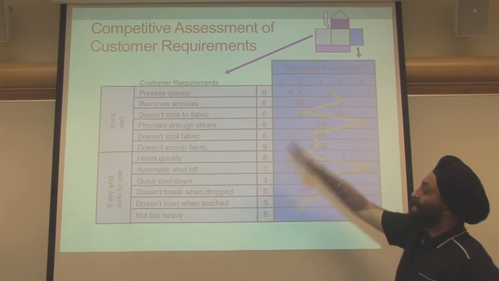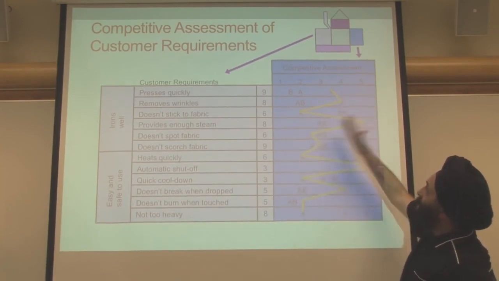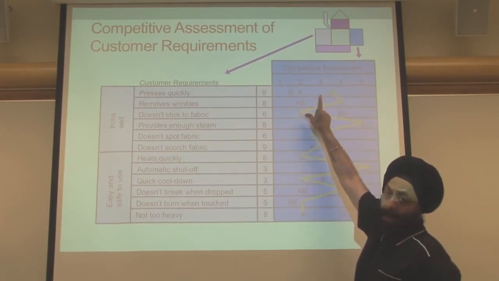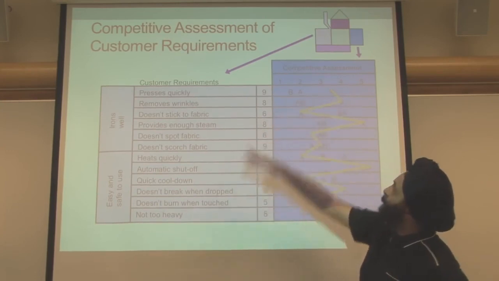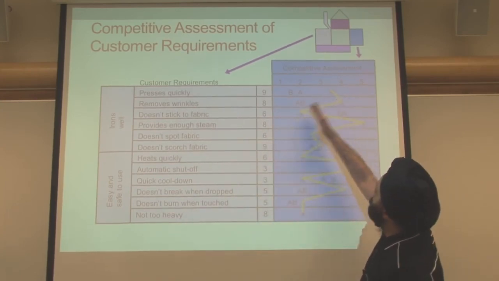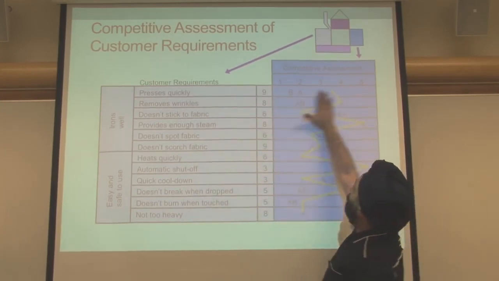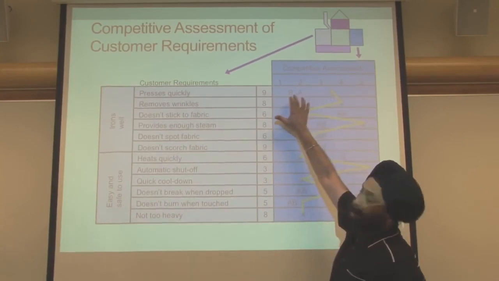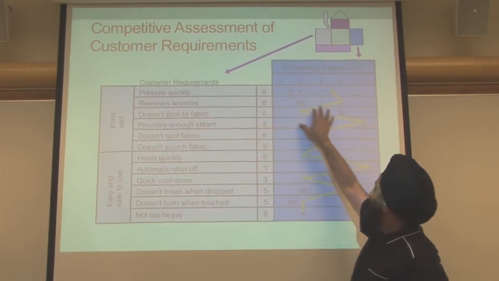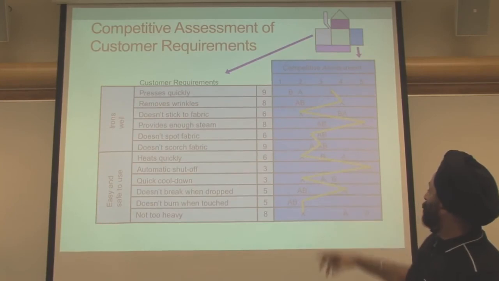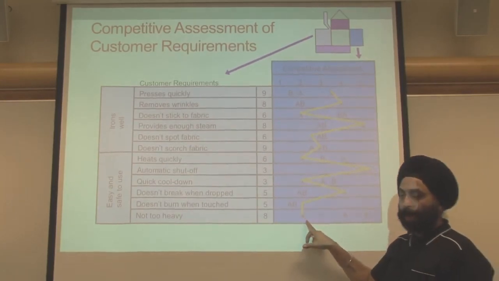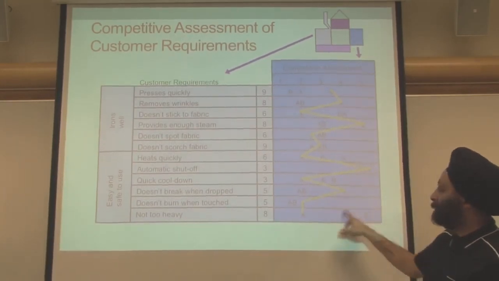So in this case, you're looking at how competitively X marks your own company, and A and B are the competitors. So in this case, you can see presses quickly. Our company does a better job currently as compared to A and B. Whereas you can see in some cases, not too heavy, that's where other companies are doing a better job.